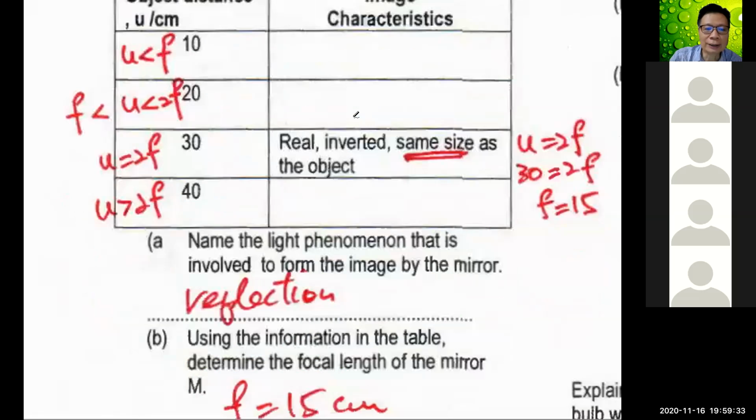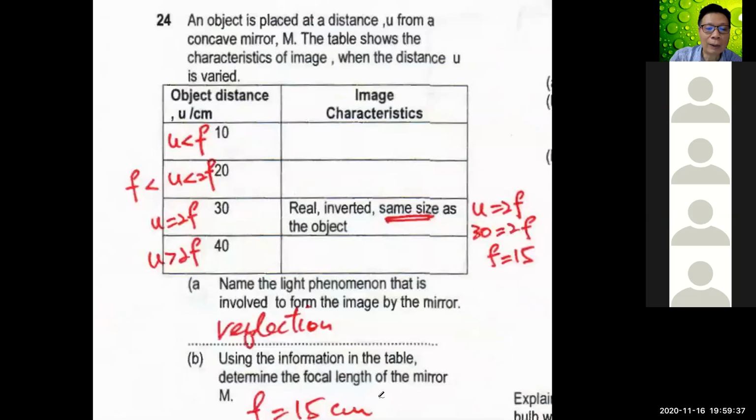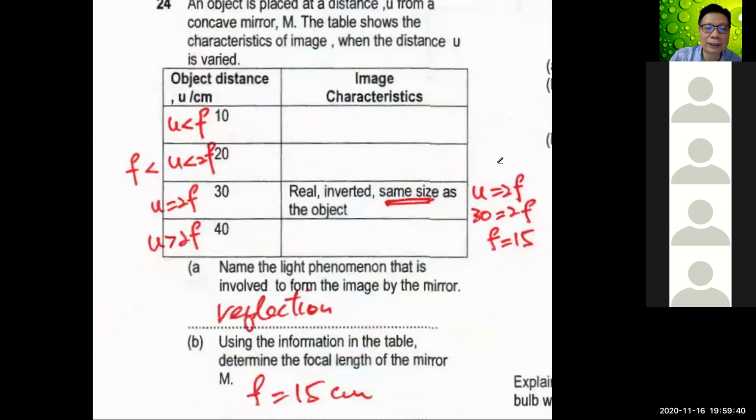Okay, next. This one we already calculated. We already calculated the focal length 15 cm, so it's here. So just put the answer here. Focal length 15 cm.